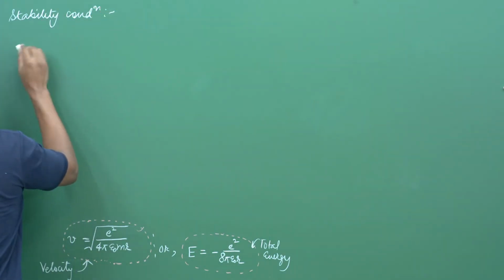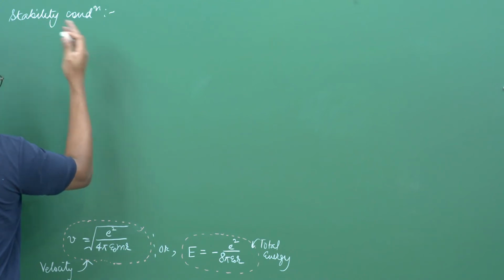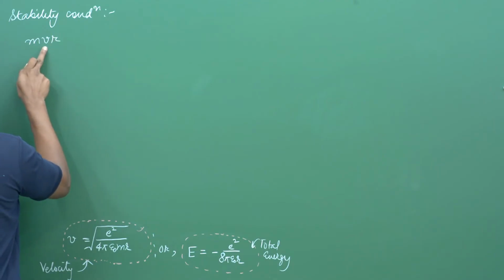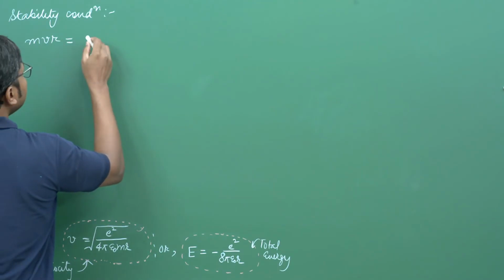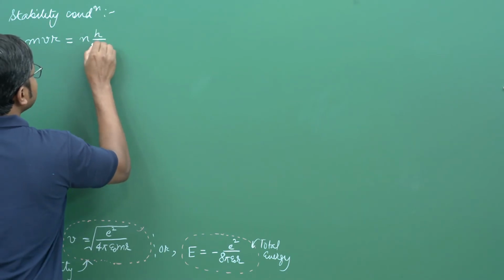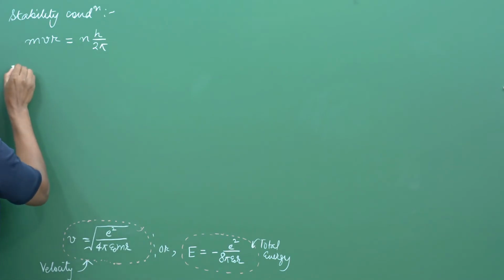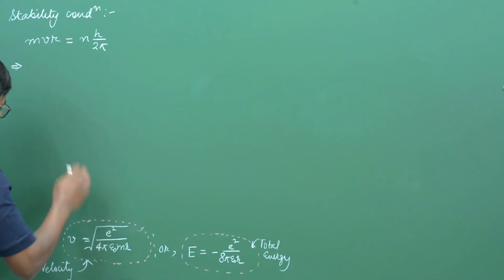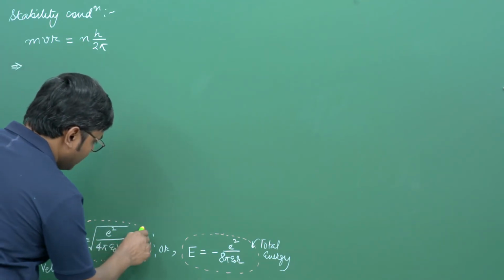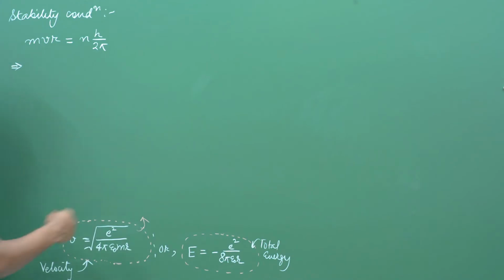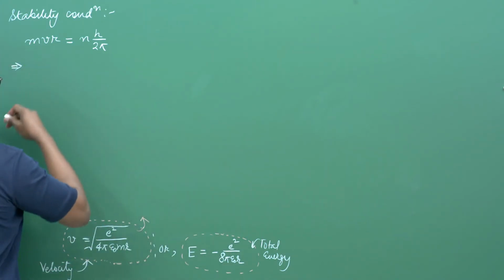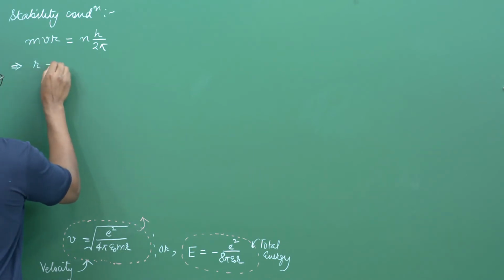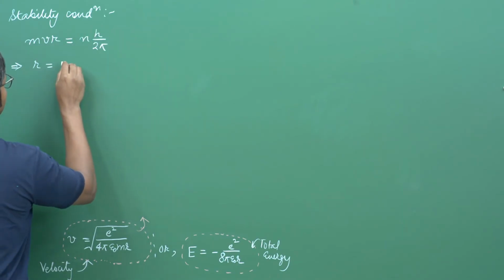Bohr's stability condition says that the angular momentum of a point charge electron, which is equal to mvr, m being the mass of the electron, v the orbital velocity, and r the radius, is equal to an integral multiple of h upon 2π. Here we can substitute the velocity v that we have obtained, because this is the v we obtained from the classical planetary model of the atom. If we apply this v here, we can get an idea about the radius of the orbit corresponding to this stability condition.